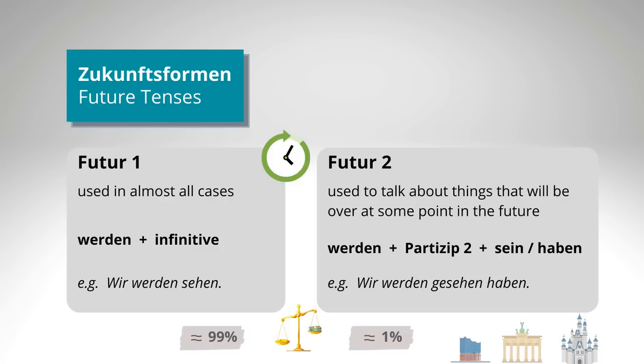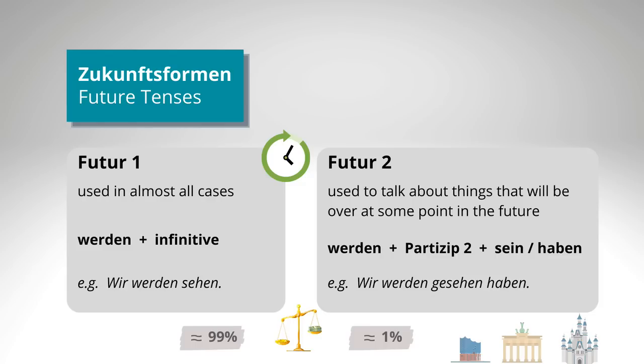The Futur 1 is formed by taking the conjugated version of the verb werden, to become, and then you add the infinitive of the original verb. For example, wir werden sehen, we will see. So it's basically really close to the will future in English, with the slight difference that werden needs to be conjugated. So basically in the future all you need is this simple form. Not four forms like in English.